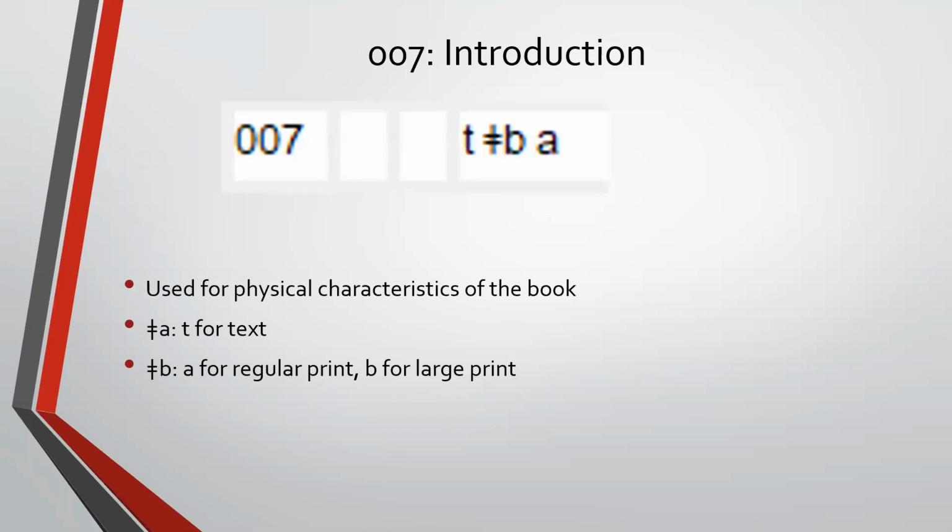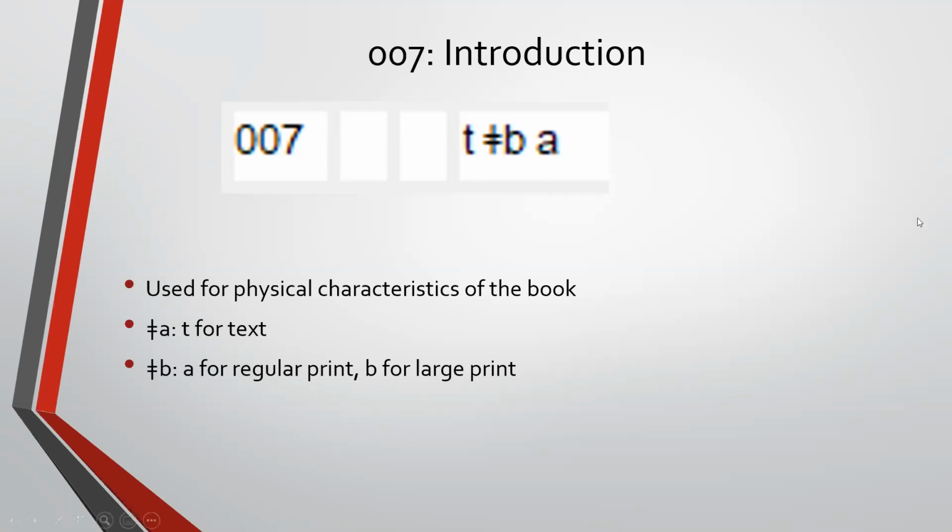Okay, great. Our 007, our introduction. This is physical characteristics of the book. This is also the physical characteristics for any kind of material that you might have. So there's greater detail for things like audio-visual materials, physical objects, visual materials that are going to describe in greater detail what this thing is.